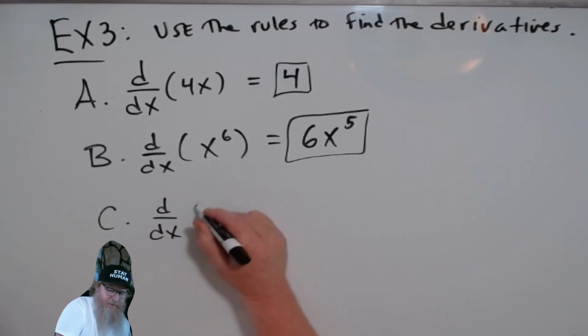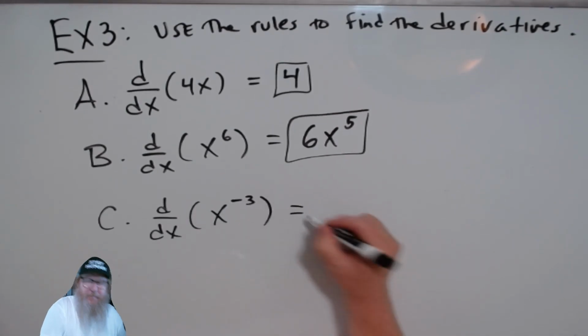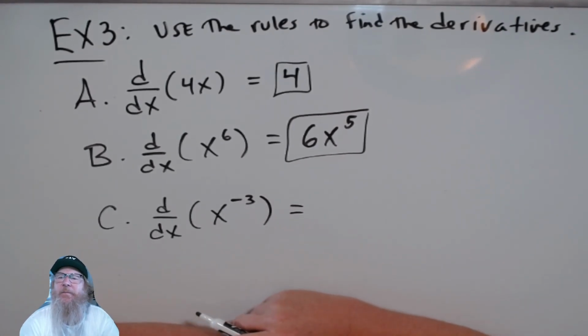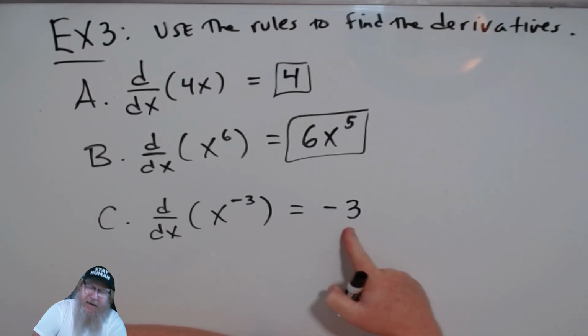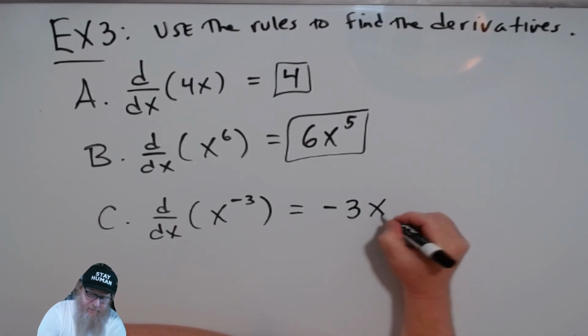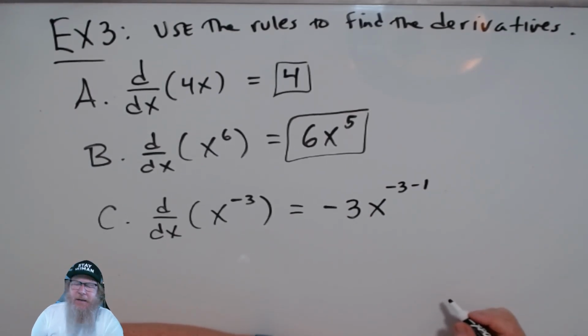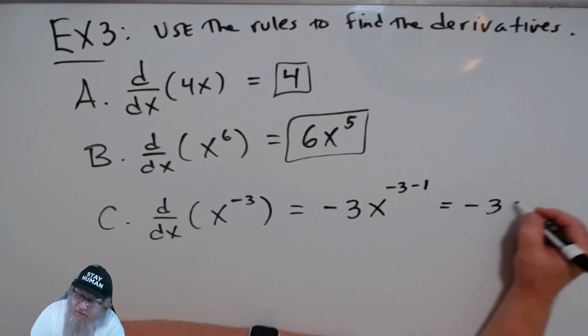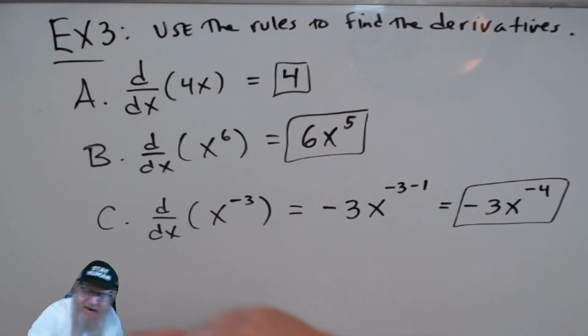What about negatives? Negative powers. Well, got to be careful with that one. Maybe I'll write this one out. -3 then becomes the constant. Then the power becomes 1 less than it used to be. So be careful with negatives.